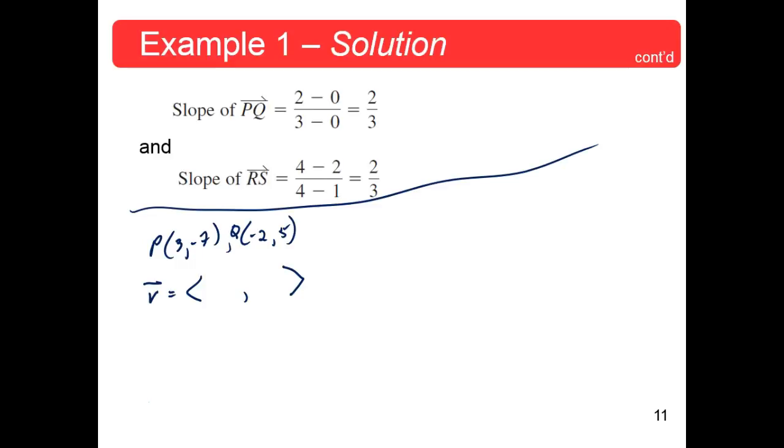What would be your first component between the vector going from P 3, -7 to Q, -2, 5? What will be its component form? A little louder. You said 3 and -2. Is that what you said? I couldn't hear. No, you may have said it right. I'm just asking. What did you say?